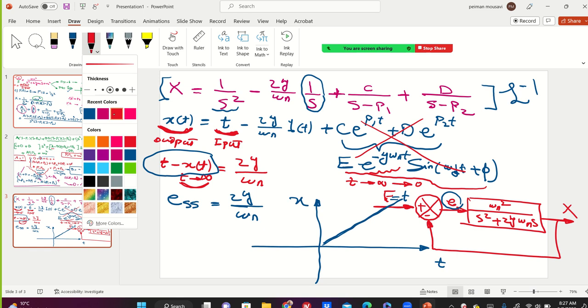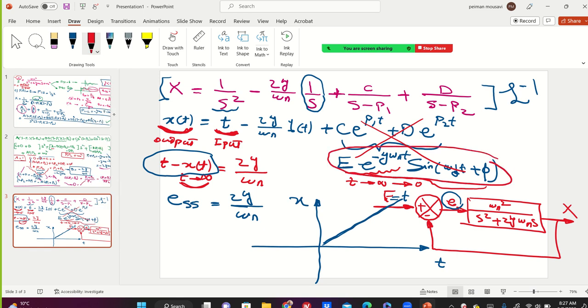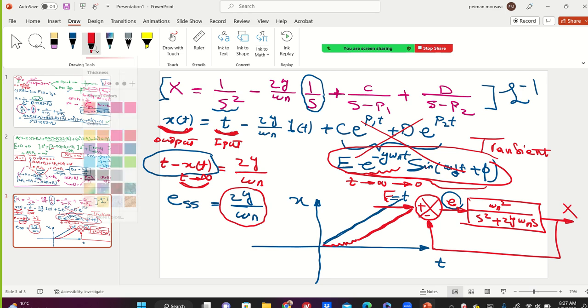It says you have some transient oscillation, a decaying oscillation, sine omega t, but it's going to vanish. This is the transient response. But after that, look here, you have some oscillation, and then you're going to have a steady state error signal, constant, like this. So this is constant, constant, constant.